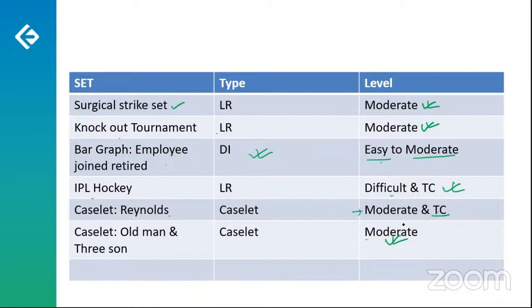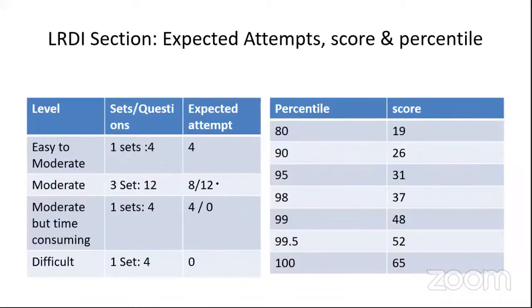Now on the basis of this, let's see your ideal attempt. Easy to moderate, there was one set, so you could have solved those 4 questions. Moderate, there were 3 sets, so those 12 questions. Even if you solve 8 out of 12, or all 12, sometimes it happens that you are not able to comprehend things properly, so you can leave one set. So 8 or 12. If you're not solving 12 questions here, you'll have enough time to invest elsewhere, and then you can solve 4 questions. There was one set, moderate but time consuming. So you had the luxury of time and could have invested it here. Even if you're ignoring this set, that is fine.